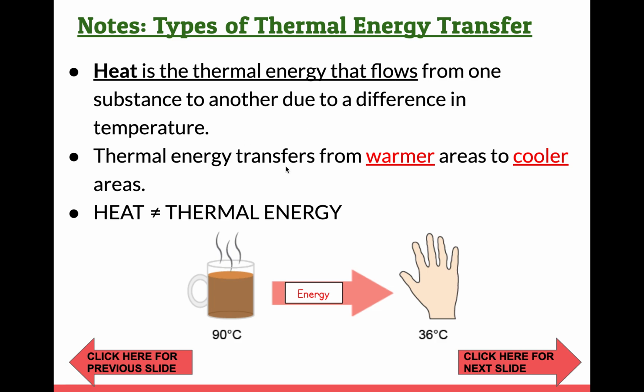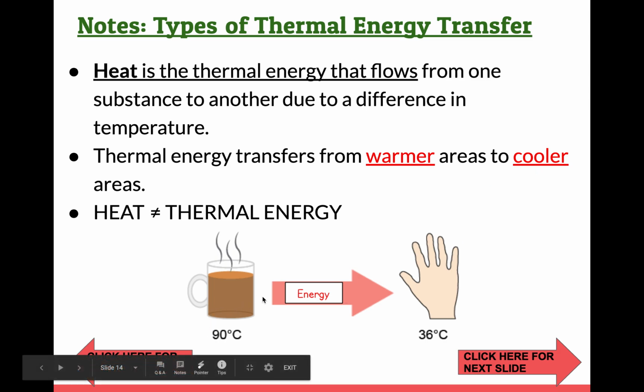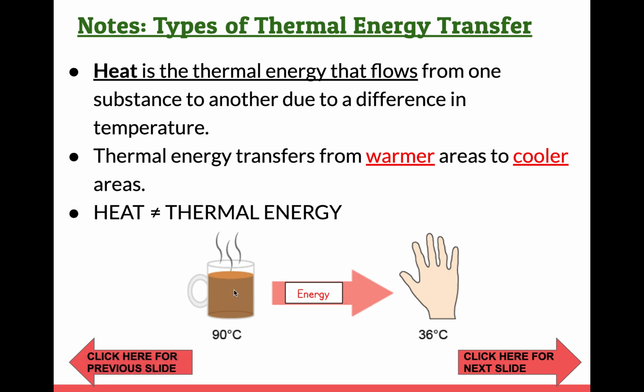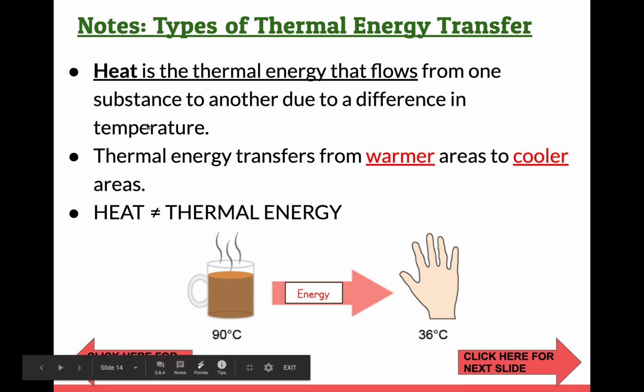And thermal energy always transfers from warmer areas to cooler areas. So for example, this cup is 90 degrees Celsius. That's a type of temperature. And the hand is 36 degrees Celsius. So since this is warmer, since it has a higher temperature, thermal energy will transfer from the cup to the hand. So when you feel your hand getting warmer, you're feeling heat because thermal energy is moving to the hand.